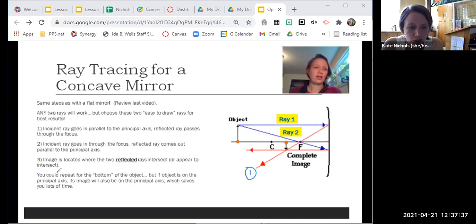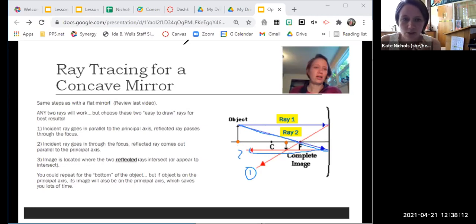The second ray that I choose is basically, by the laws of symmetry, the opposite of the first ray. Because light is symmetrical, right, because the law of reflection is symmetrical about a normal line, another rule is if a light ray goes in through the focus, it's going to be reflected out parallel to the principal axis. So the second ray I chose was this ray right here that went in through the focus, and then that ray is going to be reflecting out parallel to the principal axis right there. So that's my ray number two.